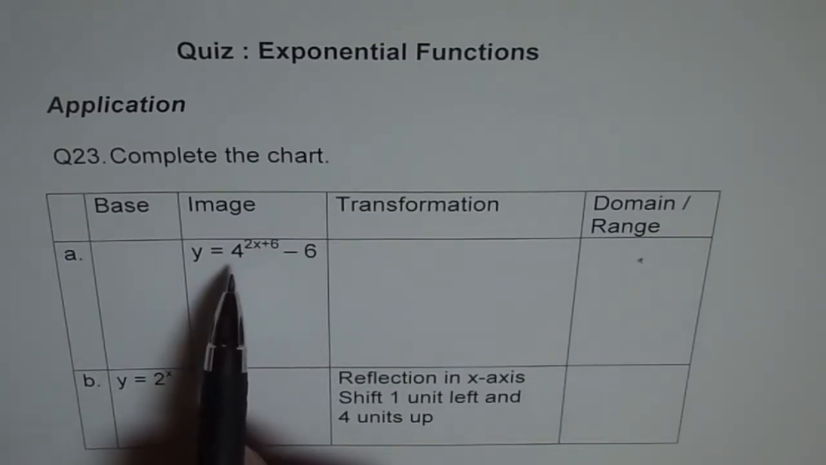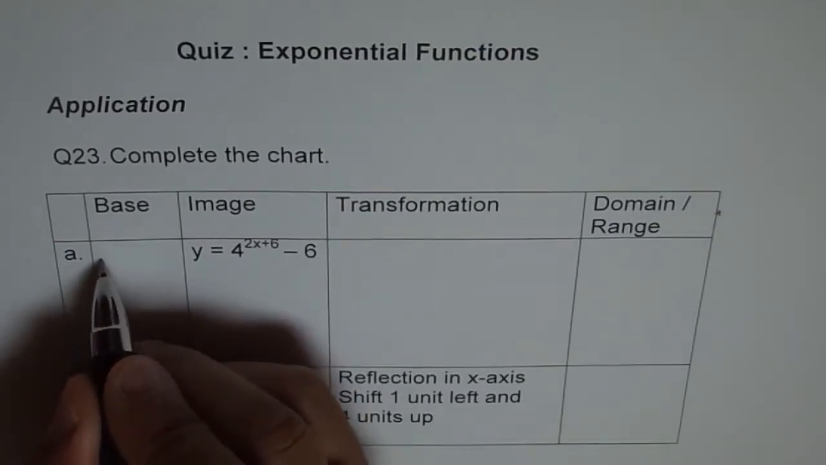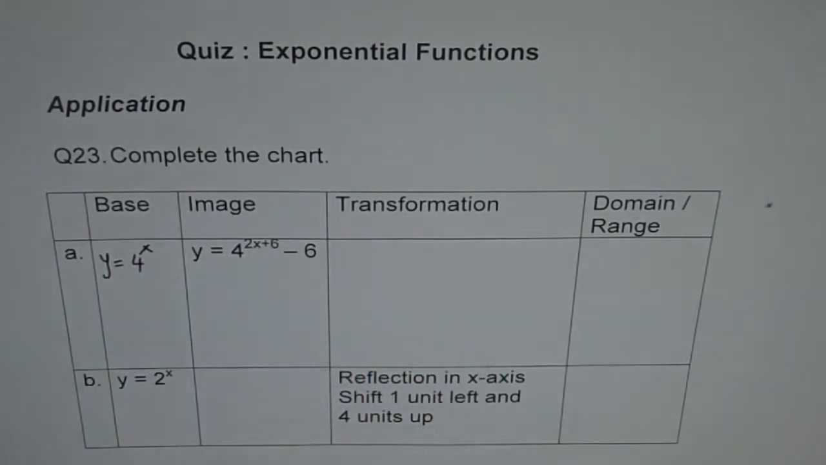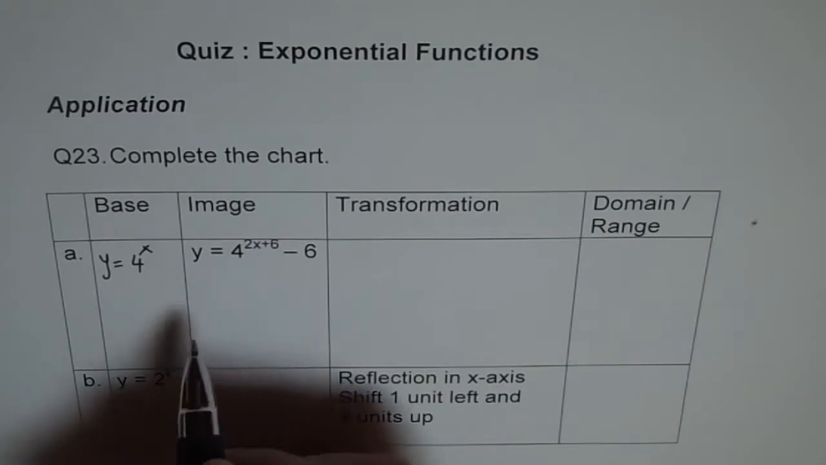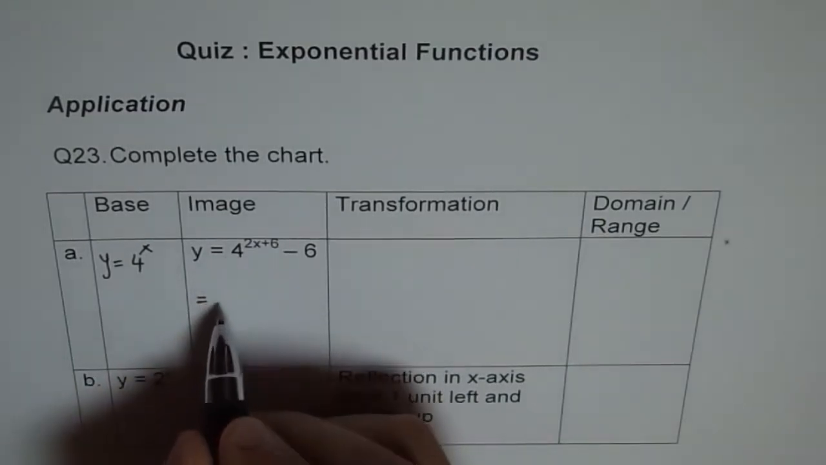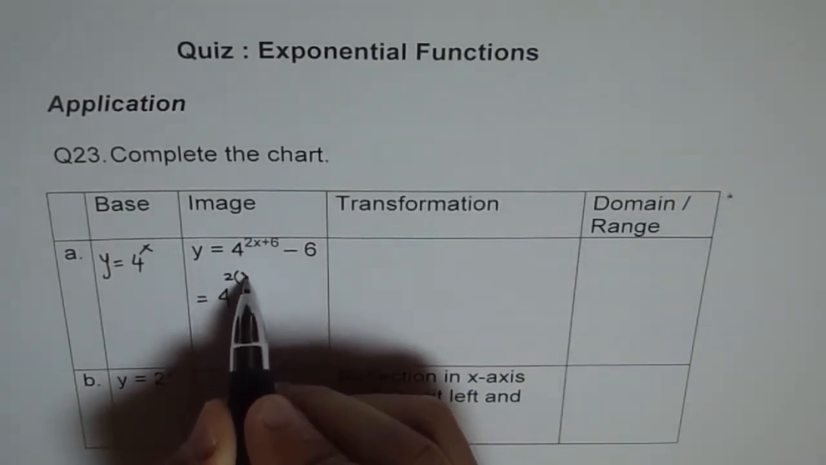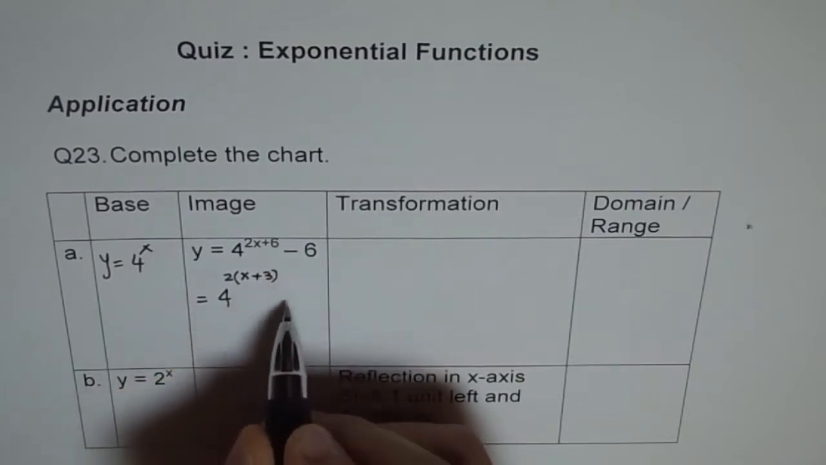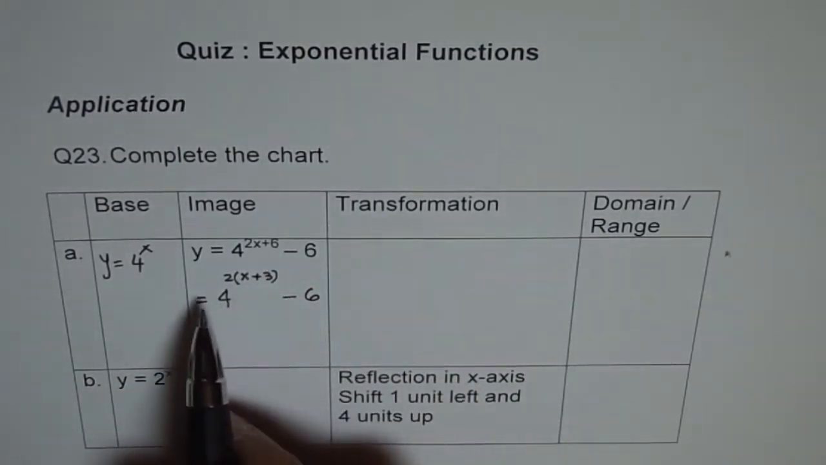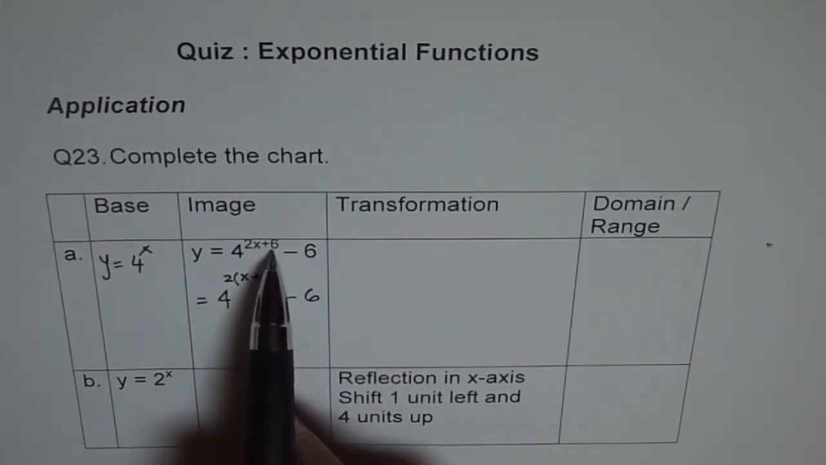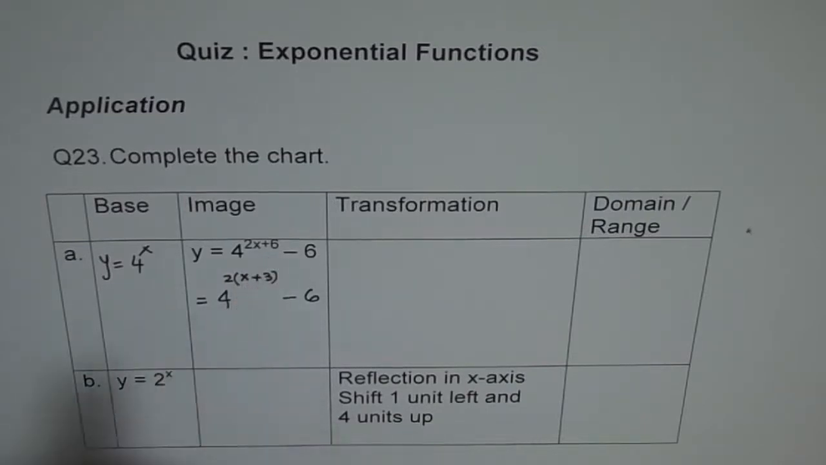Now what is the base here? So the base of the function is 4, correct? So we can say the base function is y equals 4 to the power of x. So that is your base function, and this is a transformed function. To write its transformation, I should actually write it in factored form, right? So I can write this as 4 to the power of, I should factor out 2 from here, and then when I do that, we get x plus 3, minus 6. Now this will give us a correct transformation. If we don't factor, then we'll get the horizontal translation wrong. Do you see that? That is very important.